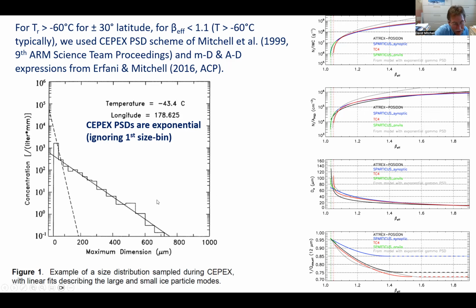And that's how we came up with these other gray curves on the right side here, which is the CPEX data, where we use the size distribution scheme in this paper just for the large particle mode, which is the exponential. And it didn't fit the other campaigns when you look at these large values of beta. So we threw that part out, and we just used the smaller beta values of 1.1 and smaller for the retrieval, to incorporate into the retrieval.